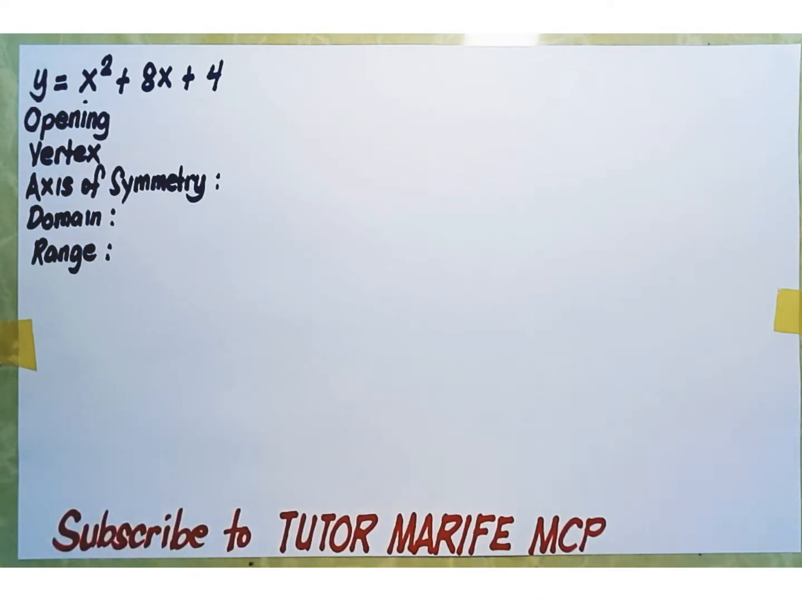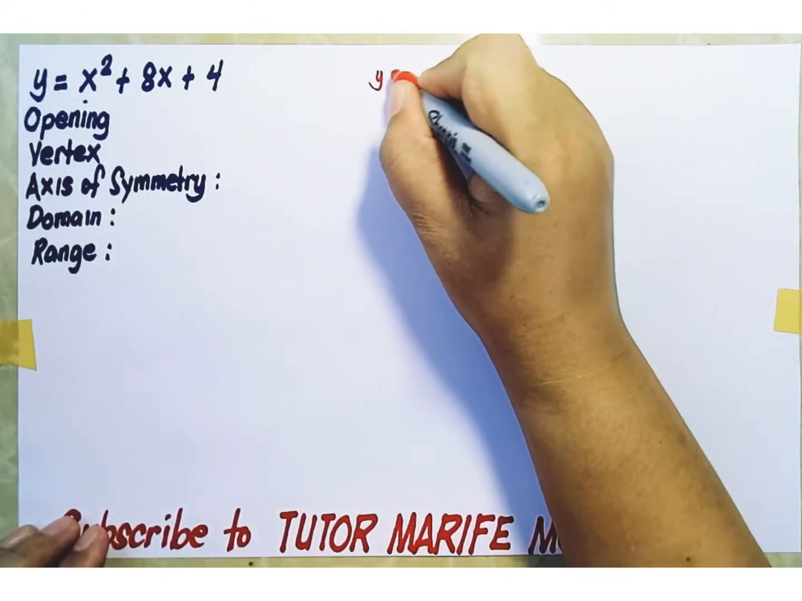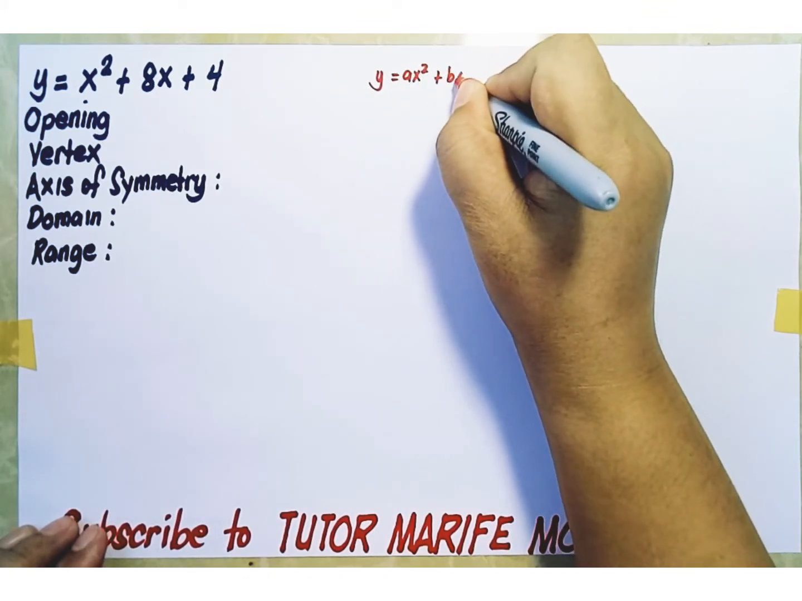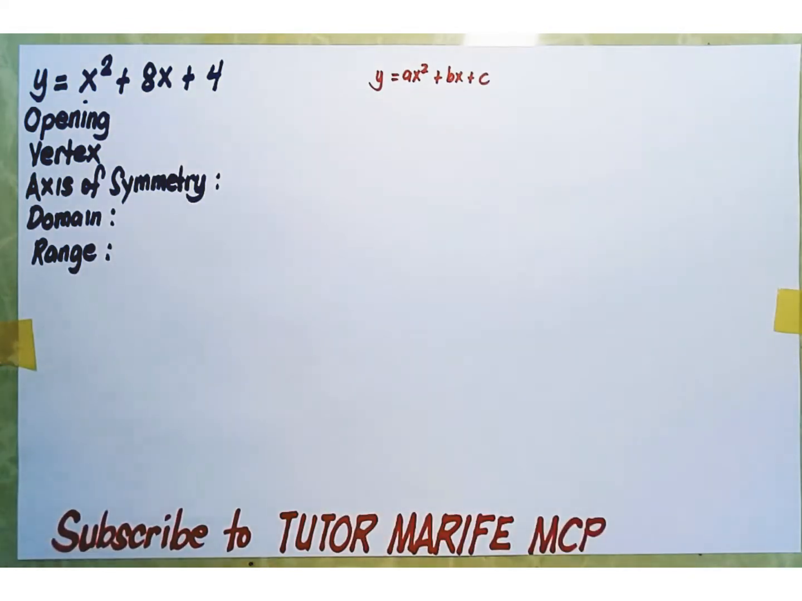Remember, the standard equation of a parabola is y equals ax squared plus bx plus c. A is the numerical coefficient of x squared, or the leading coefficient. B is the numerical coefficient of x, and C is the constant term.